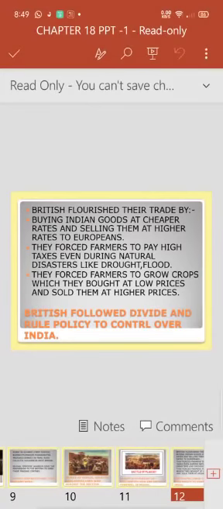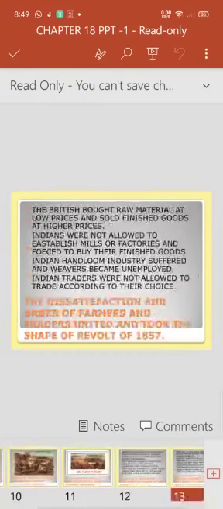They forced farmers to grow crops which they bought at low prices and sold them at higher prices. Farmers were not allowed to grow crops according to their own wish. Okay, the British bought the raw material from India at very low prices and sold the British goods which they brought from their own country at higher prices. Again, they got a very high rate of profit.